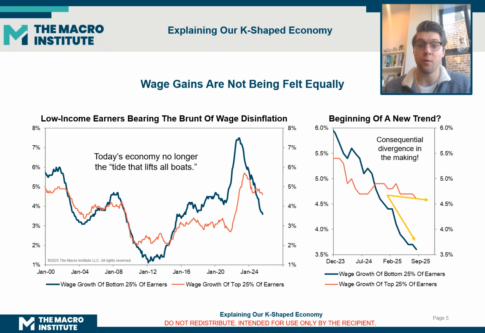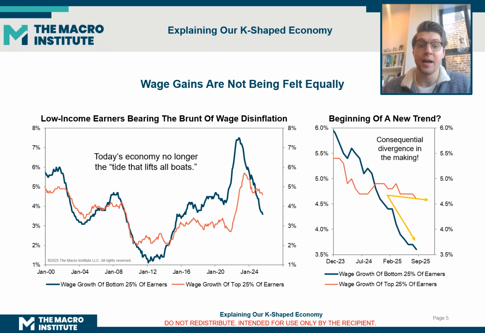We also need to look at wages. And that is another, what I will call a K-adjacent chart that I will show you here. So right now, wage gains have not been felt equally across the board. And you can see that in the chart here on the right. The reason why I call it K-adjacent is because the red line, the wage growth line of the top 25% of earners, isn't actually moving higher. It's relatively flat. However, when you compare that to the reality of the wage growth of the bottom 25% of earners, the blue line here, that has moved meaningfully lower since the end of 2023.